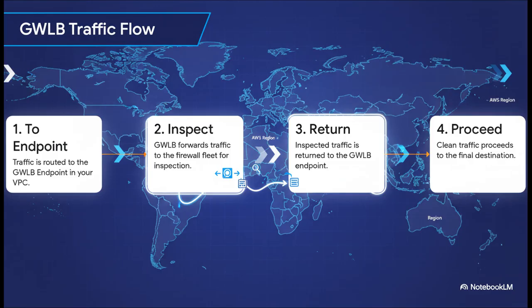And this illustrates the flow just brilliantly. So traffic hits a GWLB endpoint. That endpoint forwards it over to your firewall fleet for deep packet inspection. The firewalls do their thing, they analyze it, send it back, and then the GWLB routes that now clean traffic to its final destination. It's a totally seamless bump in the wire that gives you incredible visibility and control.